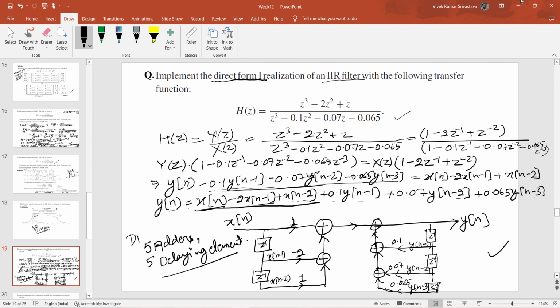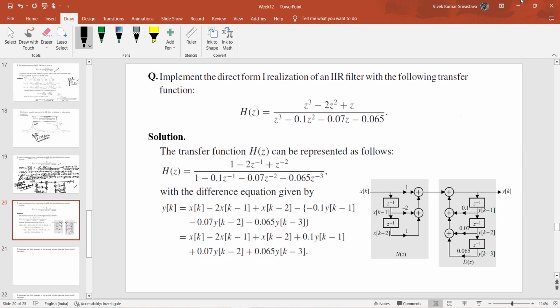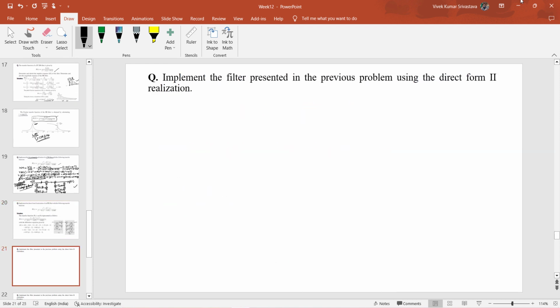for direct form 1. Okay, so after study we have found that by using direct form 2 kind of realization, we will further reduce the number of adders and number of delaying elements required to realize any kind of IIR filter. Okay, so this is the next problem.